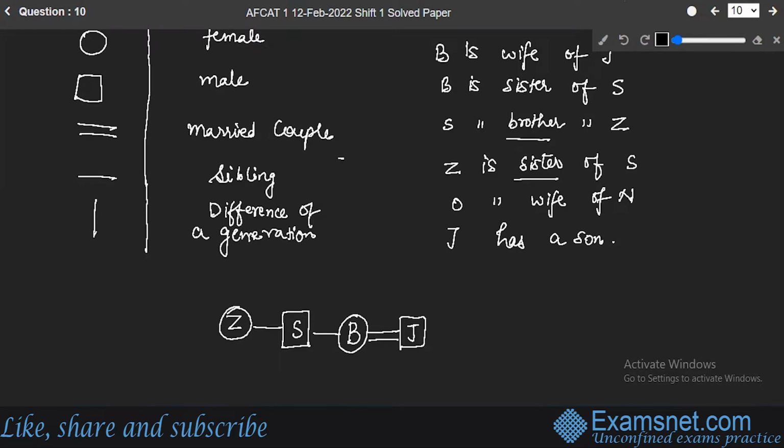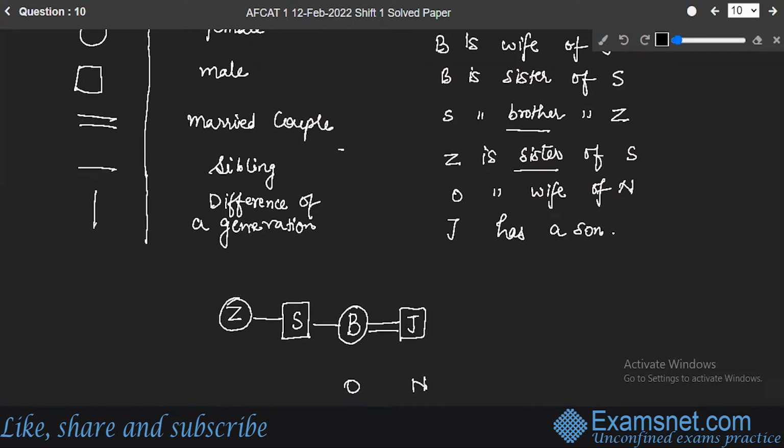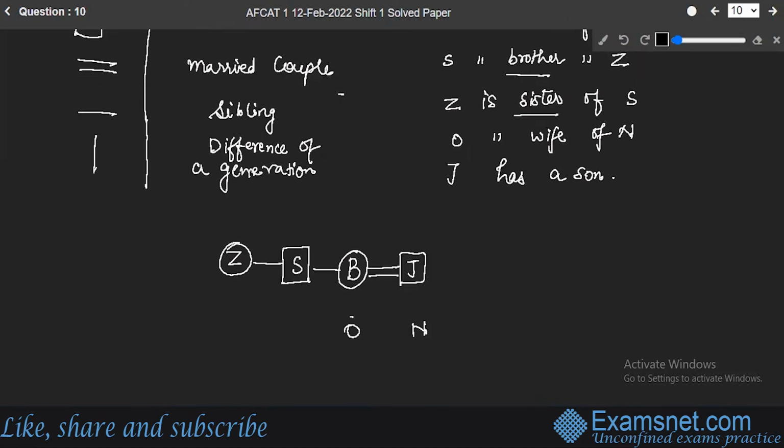Now I'm given that O is wife of N. So let's write O over here and N over here. That is given to you. O is wife of N. So that means O is a female and N is a male, right? They are a married couple. Next, J has a son.